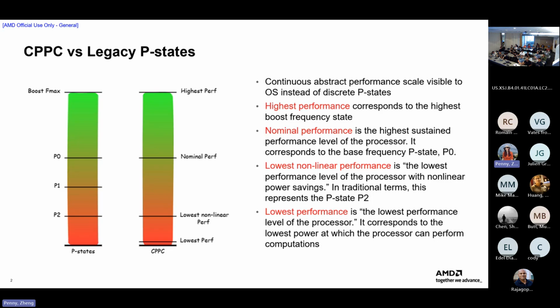The last is lowest performance. This is the lowest performance level of the processor. It corresponds to the lowest power at which the processor can perform computations.